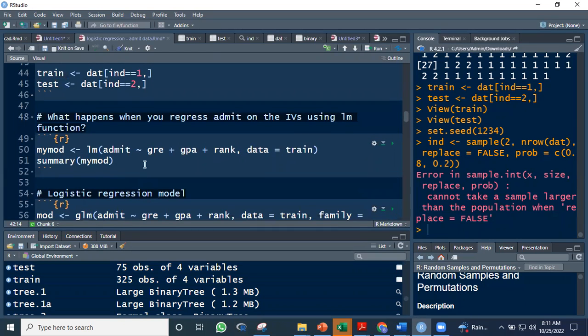Okay, let's see. Let's regress. Let's call this my model. Use lm to regress admit on GRE, GPA, and rank. Our data, take note, our data is train, no longer the original data. These are now the 325 observations. And let's see what happens when you run this. Please run it, class, and tell me what happened. Did it run?